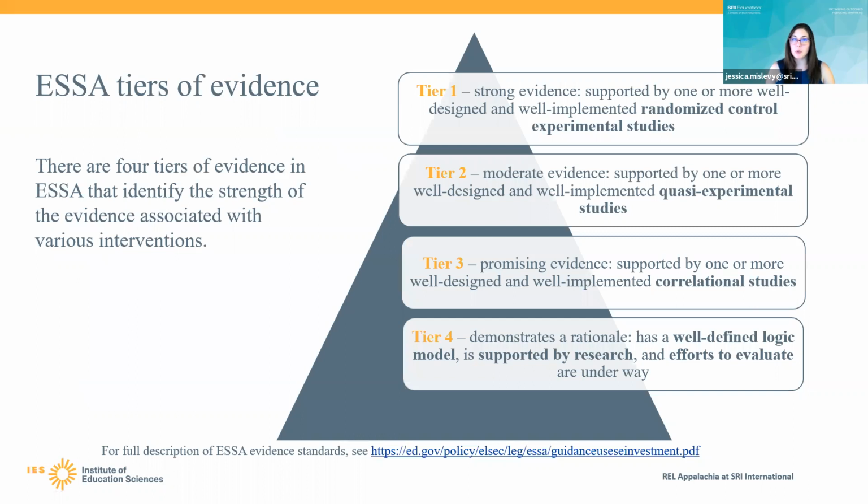ESSA defines levels or tiers of evidence that indicate the rigor or strength of evidence associated with various interventions. This image details ESSA's 4 tiers of evidence, ranging from strong at the top to moderate to promising to simply demonstrates a rationale. The main difference between each tier is the type of study that was conducted. The more rigorous the type of study, the higher the tier. These ratings are helpful to you when you're looking at evidence. The higher the rating, the more confident you can be that the intervention improves student outcomes.